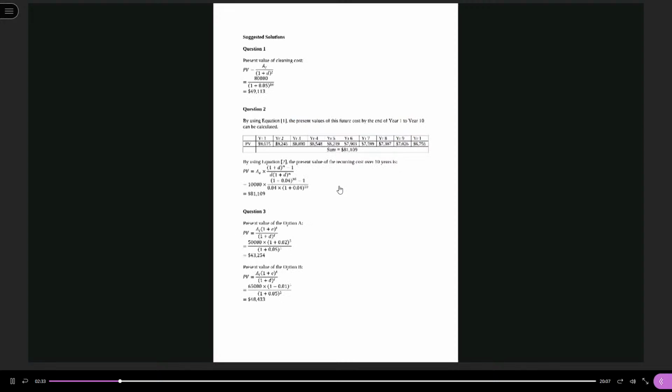So very simple, just put these values into the equations. In the suggested solutions, very simple calculations. We put AT is 80,000 and D is 5%. So we have this value, the present value for $80,000 to be spent at the end of the 10th year with a real discount rate of 5%. Okay, so simple equation.